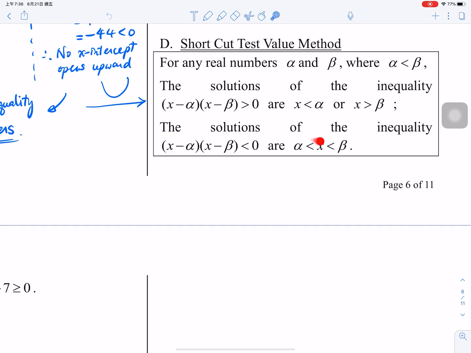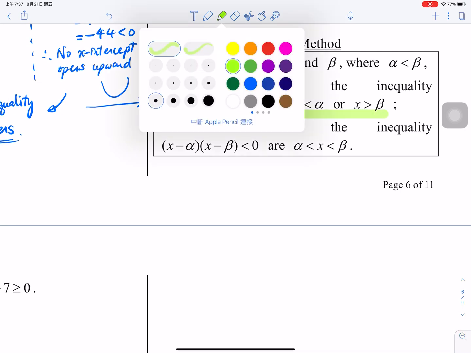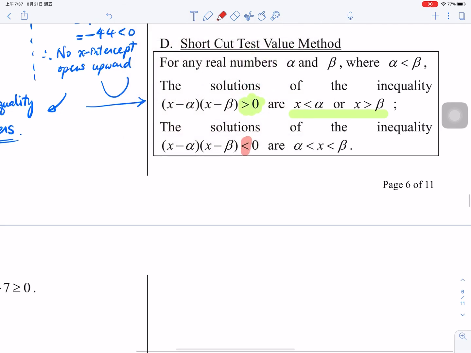And the solution of the inequality smaller than 0 will become this. That means greater than 0, this is the solution. If smaller than 0, this is the solution. Okay? Again, have a look at these two.